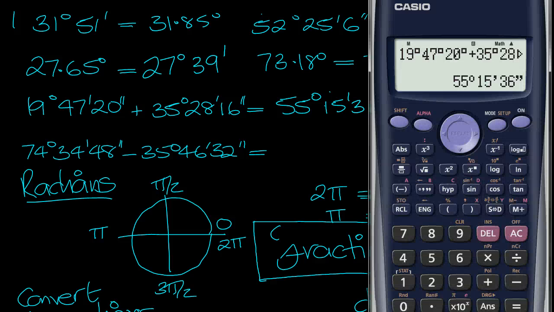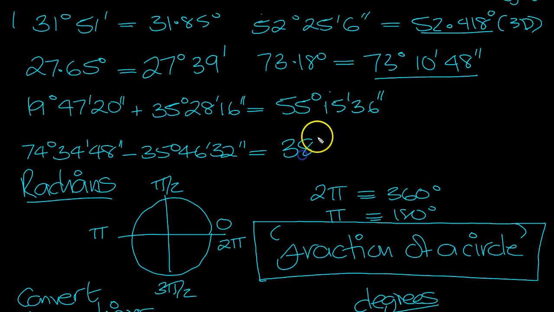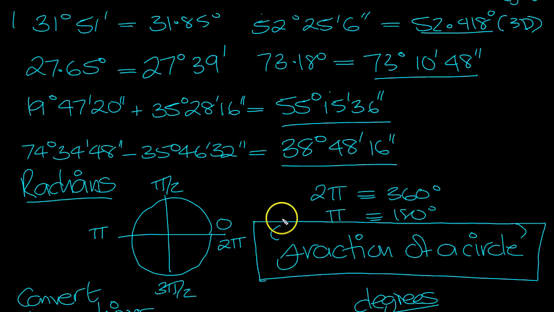Next one. 74 degrees, hopefully I'll get this one right. 34 minutes and 48 seconds minus 35 degrees 46 minutes and 32 seconds equals 38 degrees, 48 minutes, 16 seconds. Yep, that's fine.